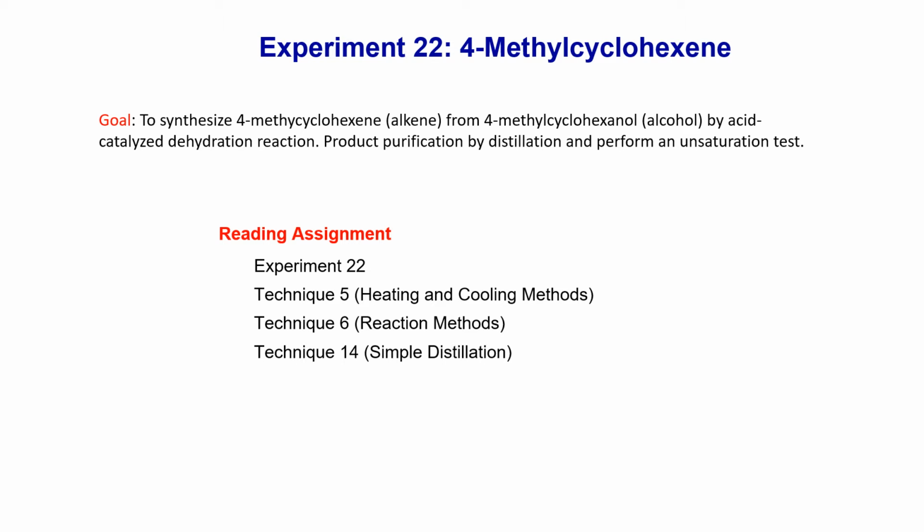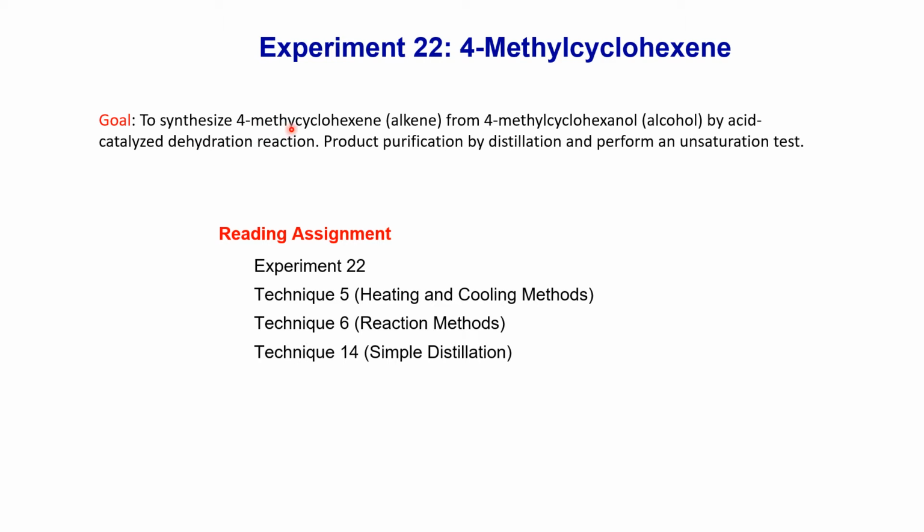In the last several weeks, we have learned about polarity of molecules, extraction and product purification of caffeine, and reactivities of alkyl halides by SN1 and SN2 mechanism, right? So this week, what we're going to do is some synthesis. We're going to synthesize 4-methylcyclohexene, an alkene, from 4-methylcyclohexanol, an alcohol, by acid catalyzed dehydration reaction.